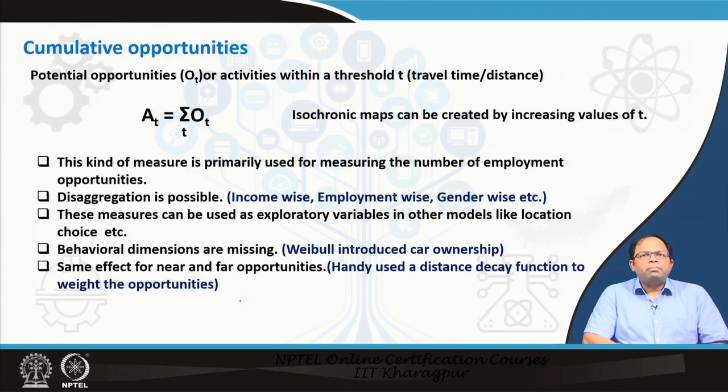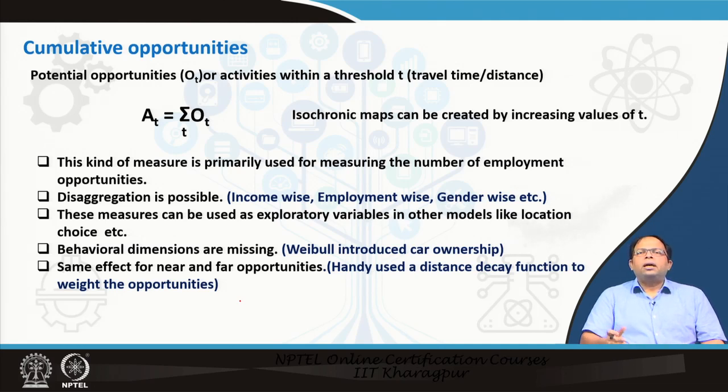So the next type of measures for accessibility are cumulative opportunities measures, where potential opportunities O_j or activities within a threshold time t, that is travel time or distance, determine the cumulative opportunities available within a certain time threshold. So A_i is equal to the summation of O_j, based on this t value. When we change the t value, more opportunities become available, and accordingly we can develop isochronic maps, which could be created by increasing the values of t.